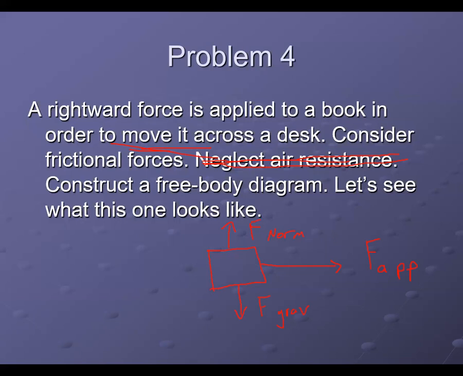Now, you may have gotten here and you may have forgotten about one last little force. Maybe you got gravity, maybe you got the normal force, maybe you got the applied force. But remember, there is a force that opposes motion, and that is the force of friction. So there should be a smaller arrow. And why is it smaller? Well, because it's moving in this direction. And this is the force of friction.